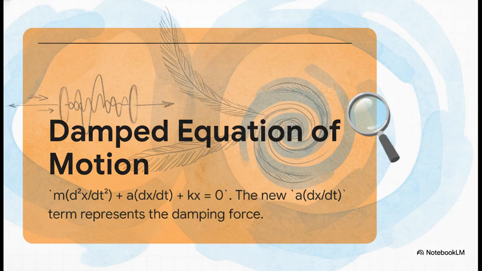See that new term in the middle, the a dx/dt? That's our damping force. And just like before, where d squared x/dt squared meant acceleration, this dx/dt is just the math speak for velocity. So what we're saying here is that the damping force is proportional to the velocity. The faster the thing moves, the harder friction pushes back. With this one little tweak, our model is suddenly so much closer to reality.